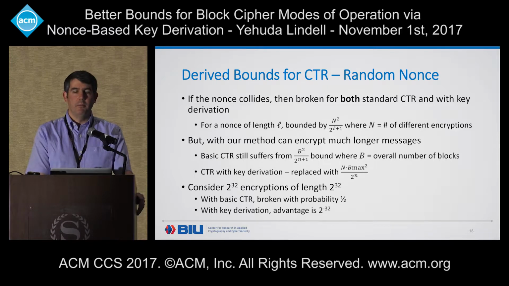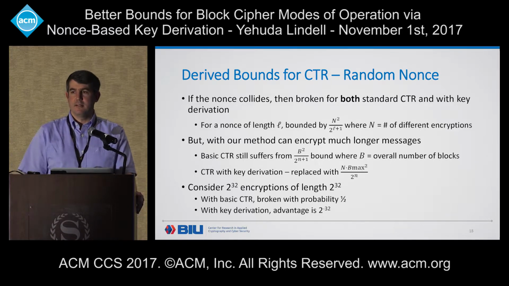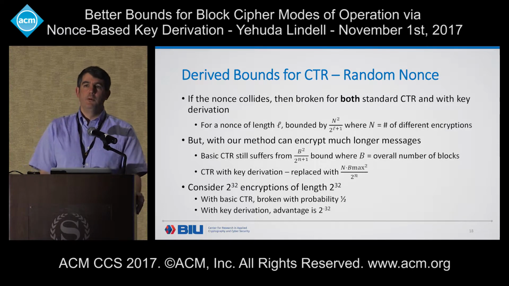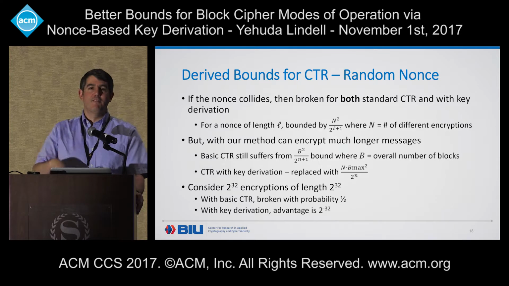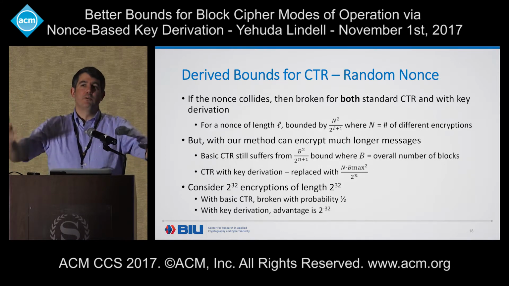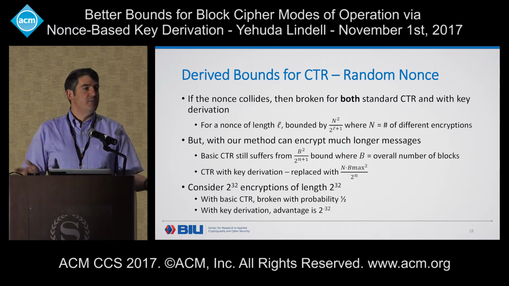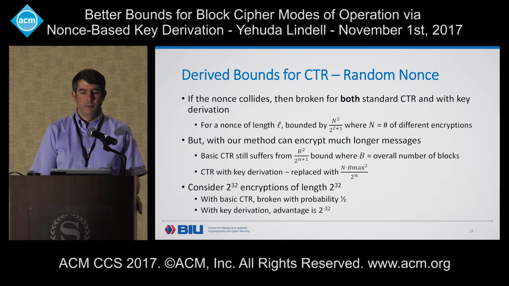So here things are a little bit more subtle. If a nonce collides, then you're dead in both cases. You're dead with original Counter mode, but you're also dead with what we're doing, because we're deriving a key from the nonce. So in both cases, you're deriving the same key, and then you're encrypting both messages with the same nonce, so you actually haven't gained anything at all, and the streams will collide and security will be lost.